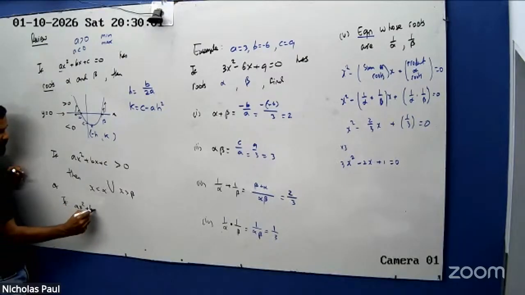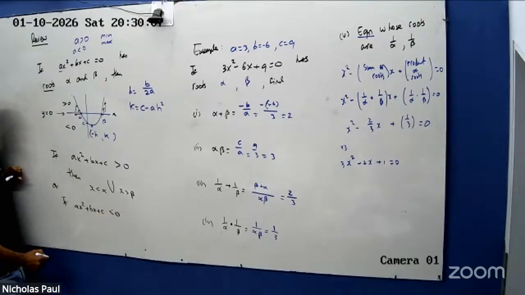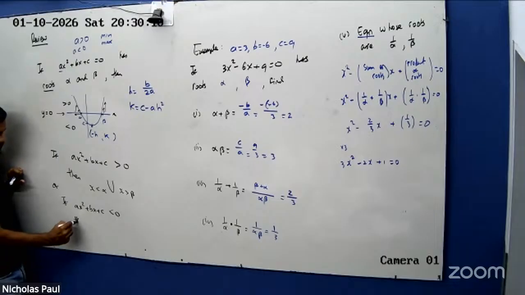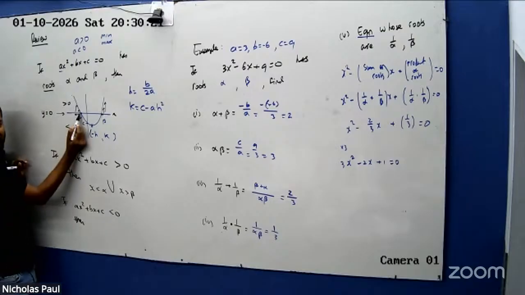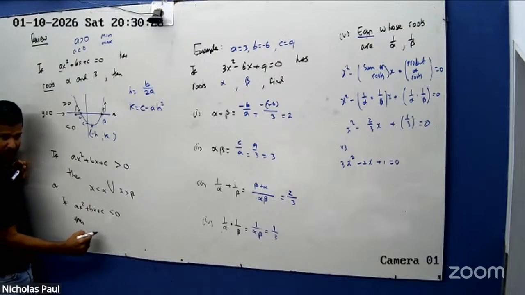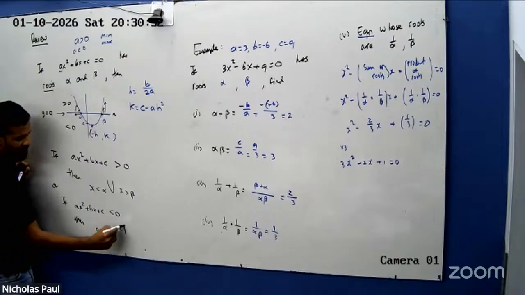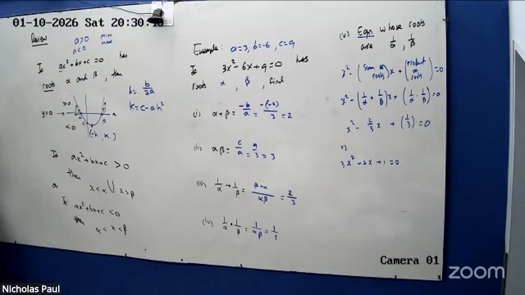But suppose I said ax squared plus bx plus c is less than 0 now. What will the solution be? Anybody? What do you think the solution will be? Right. So it will be all the values between here. How do I write that? It's more than alpha and less than beta. Right? That's how you write it. All okay with that?